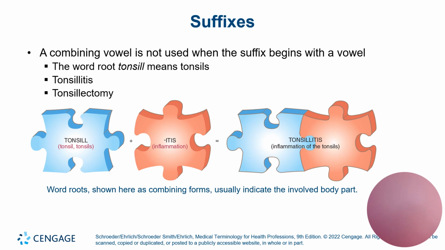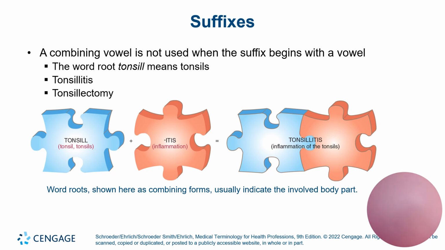Suffixes that are related to pathology will describe specific disease conditions. For example, we have algia, and this means pain and suffering. Itis means inflammation. Megaly means enlargement. Sclerosis means an abnormal hardening.